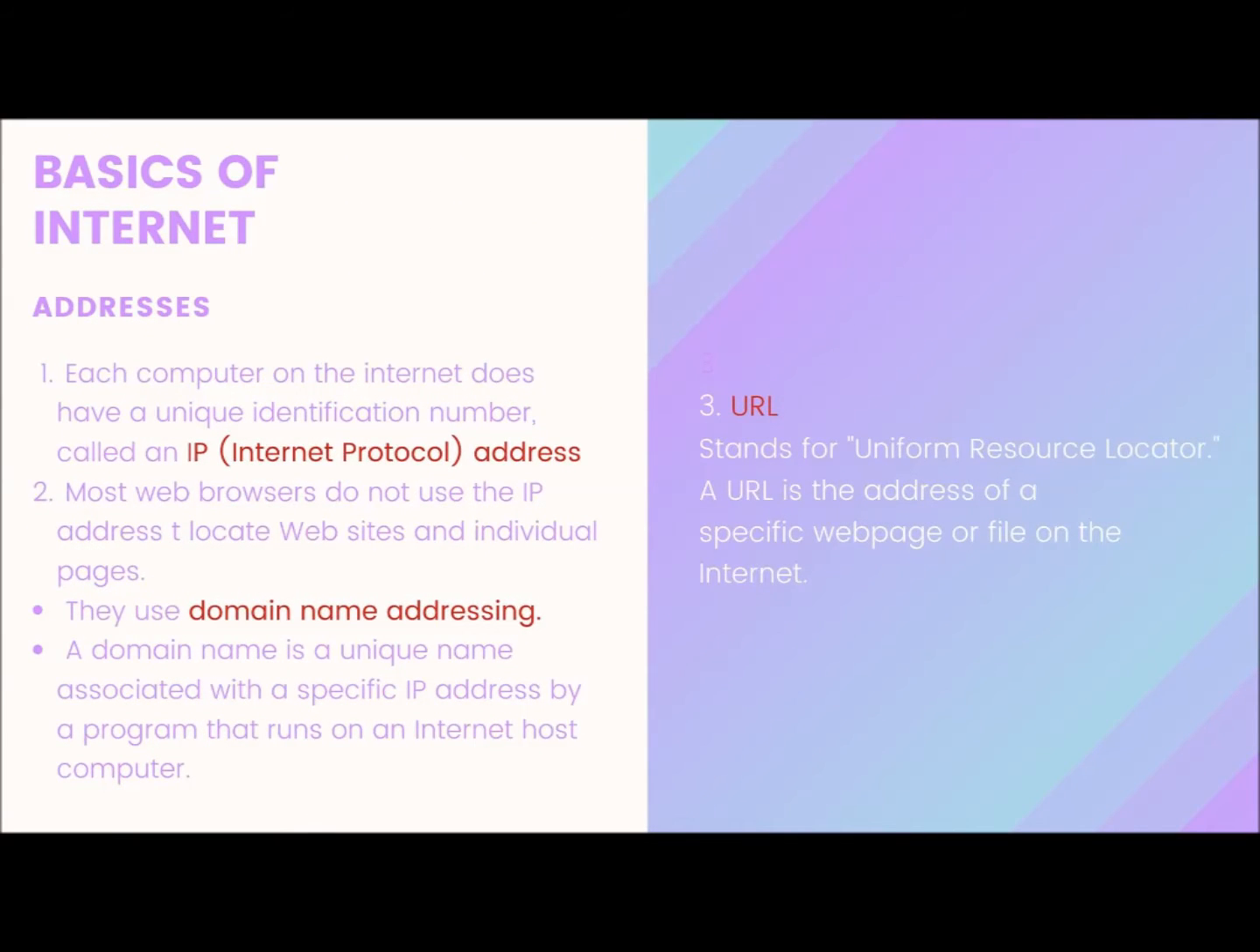Talking about the addresses of the Internet, we have the first one being the IP address, that is the Internet Protocol address. The second one is the domain name addressing. The third one is the URL, which stands for Uniform Resource Locator.